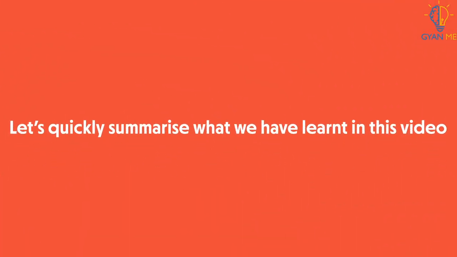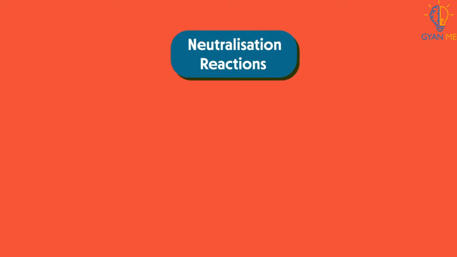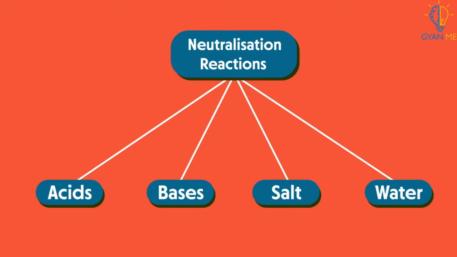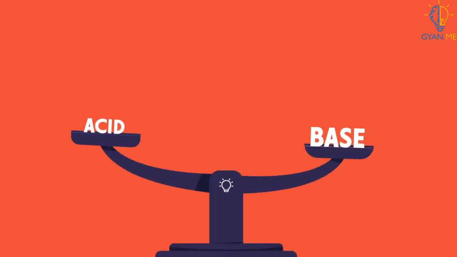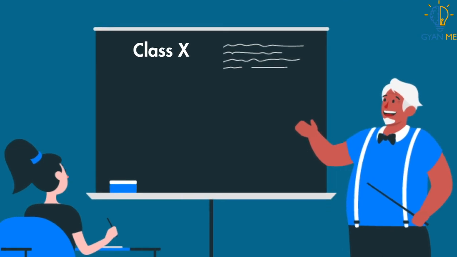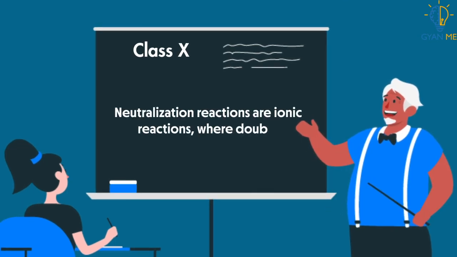So students, let's quickly summarize what we have learned in this video. We learned that acids and bases neutralize each other to produce salt and water, and this reaction is called neutralization reaction. The point at which neutralization happens is called an equivalence point. We also learned that neutralization reactions are type of double displacement reactions involving an exchange of ions.